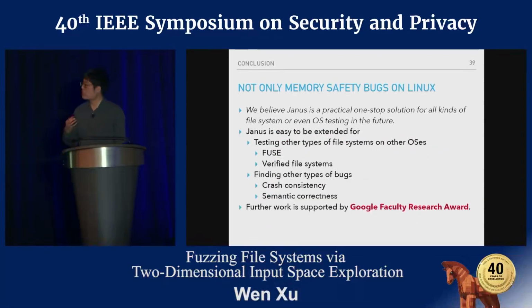We believe Janus is a practical one-stop solution for all kinds of file system testing. So developers or researchers can use Janus to test other types of file systems or other operating systems easily by porting our file system fuzzing core engine. And also, this work only focuses on finding memory corruption bugs, but it can be easily ported to find other file system bugs which developers really care about, like crash consistency or semantic correctness.